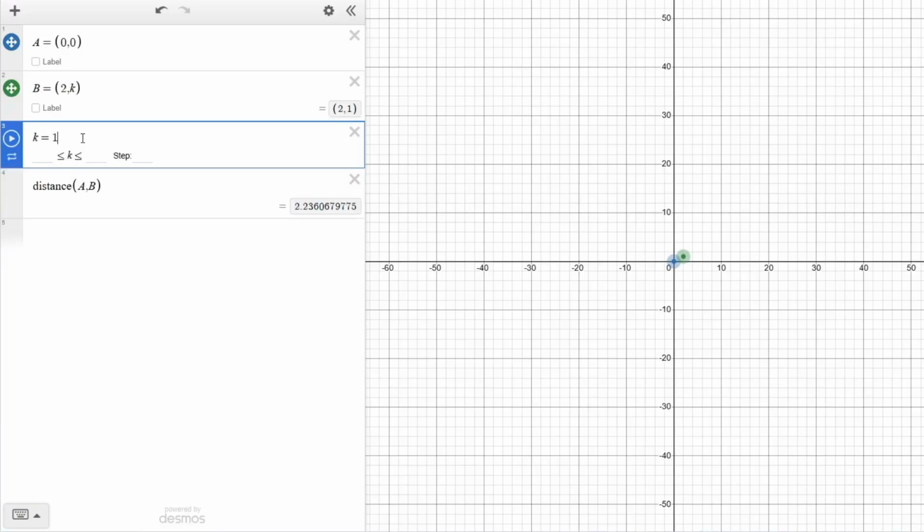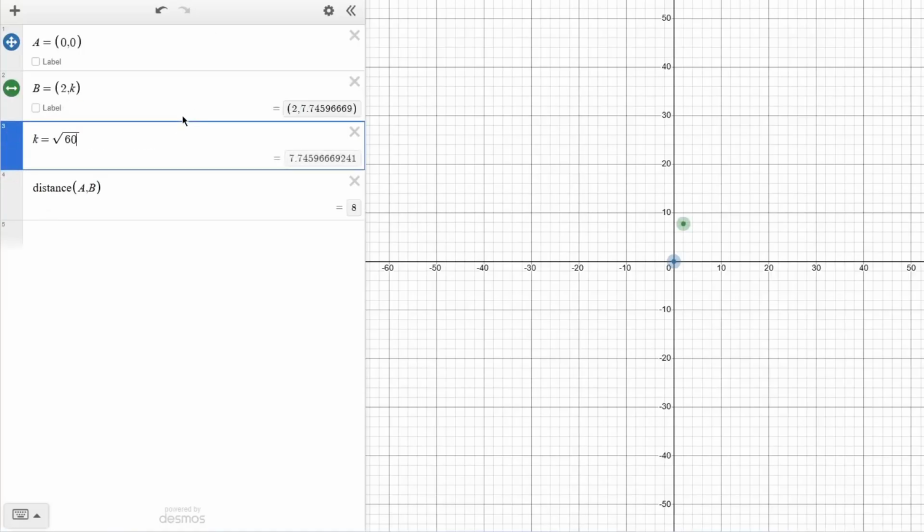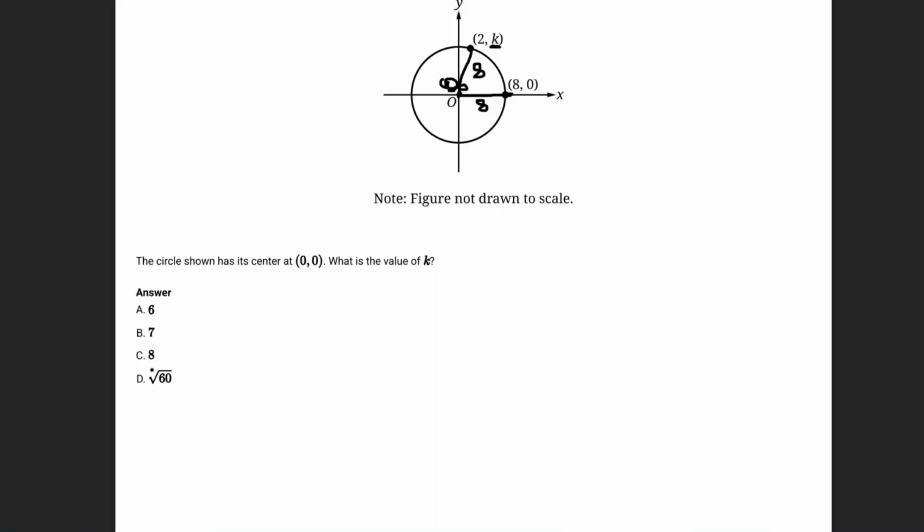So first, let's try 6. No. 7. No. Was it 8, right? 8. That's not it either. Square root of 60. And that gives you a distance of 8, or radius of 8. So the answer for the value of K would be square root of 60, or just D.